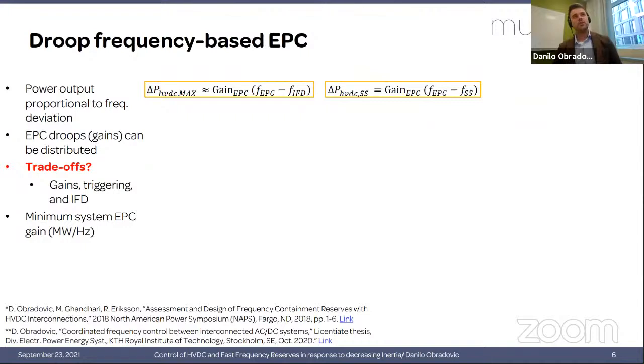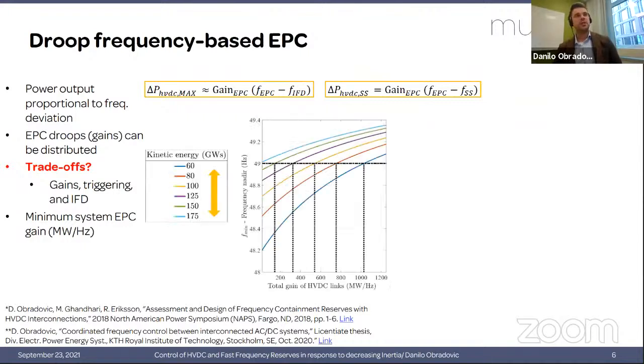Then we wanted to check true frequency-based EPC, and we did similar studies, for example, for different kinetic energies in the system. Of course, with the same base, we were testing how much gain in terms of megawatts per hertz we need to keep the IFD within reasonable limits, and we identified the settings that are needed.